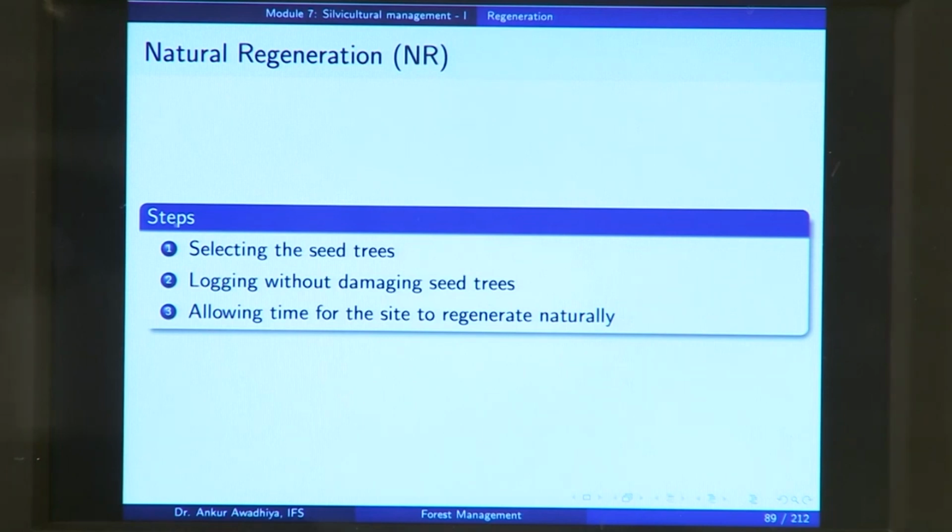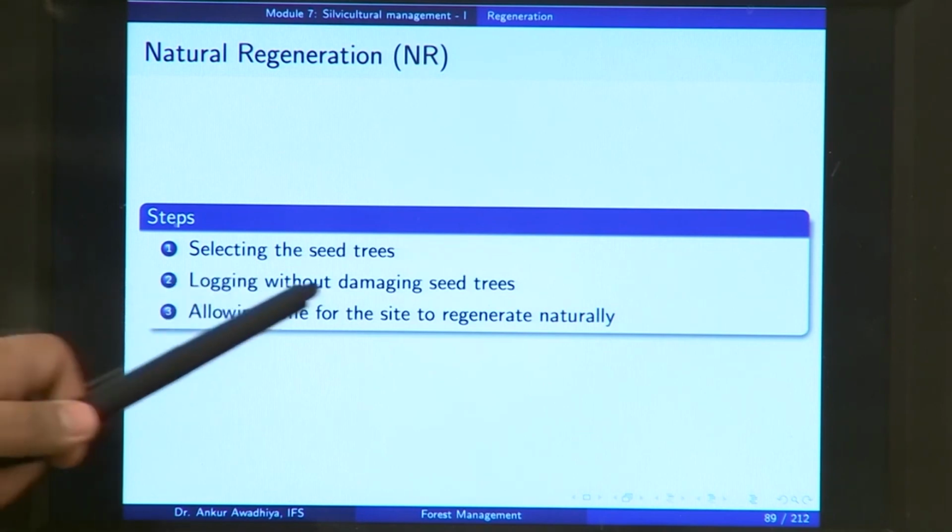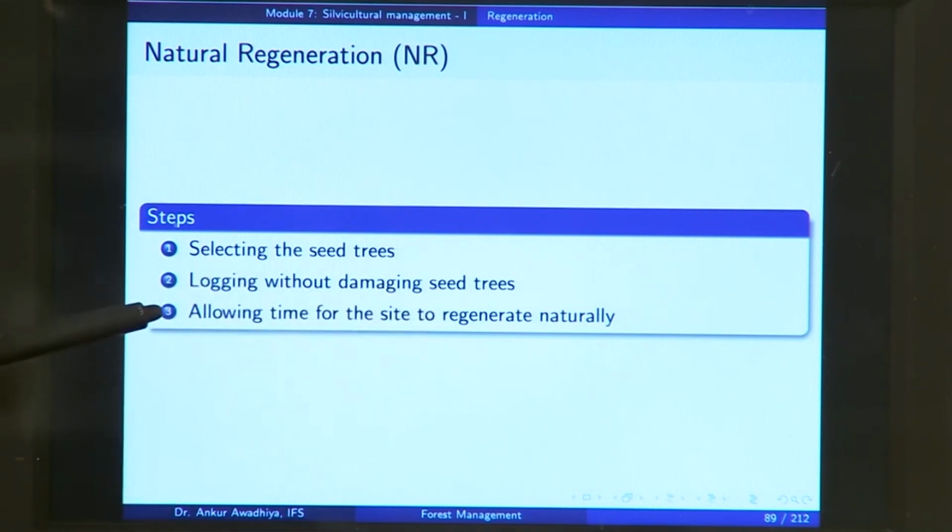Now, the seed trees have to be selected because they should be of a desirable characteristic. So, if you have those plants that are very young or very old, they might not produce copious amounts of seeds, whereas the mature plants that are in the prime of their health will produce a larger number of seeds. So, when you are harvesting your forest, the first consideration is that you should leave out the seed trees, they should not be harvested. So, you select the seed trees, then you log the area without damaging the seed trees, and then you allow time for the site to regenerate naturally.